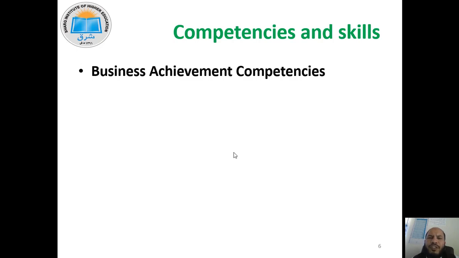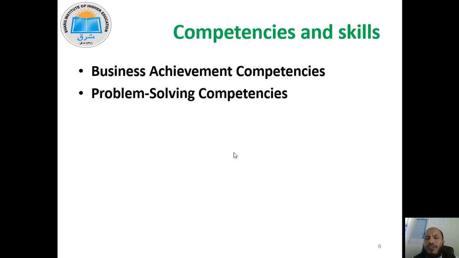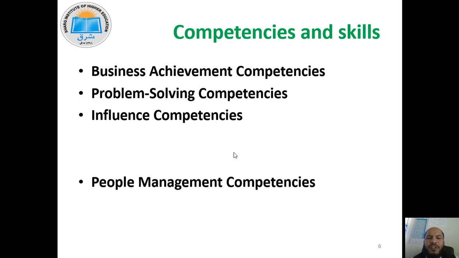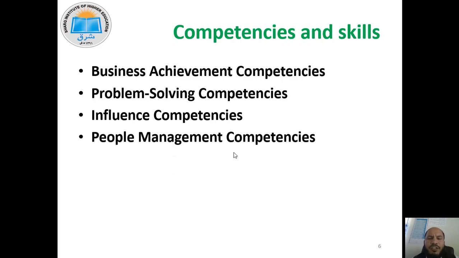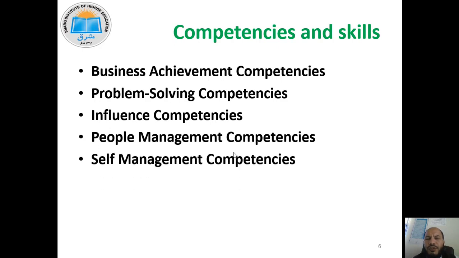Dear students, the project manager should have business achievement competencies. They should have problem solving competencies. The project manager should have the skills to influence people, also called influencing competencies. The project manager should have people management competencies, and self-management competencies. Dear students, we will explain all of these competencies and skills one by one. We will explain the sub competencies among these major 5.